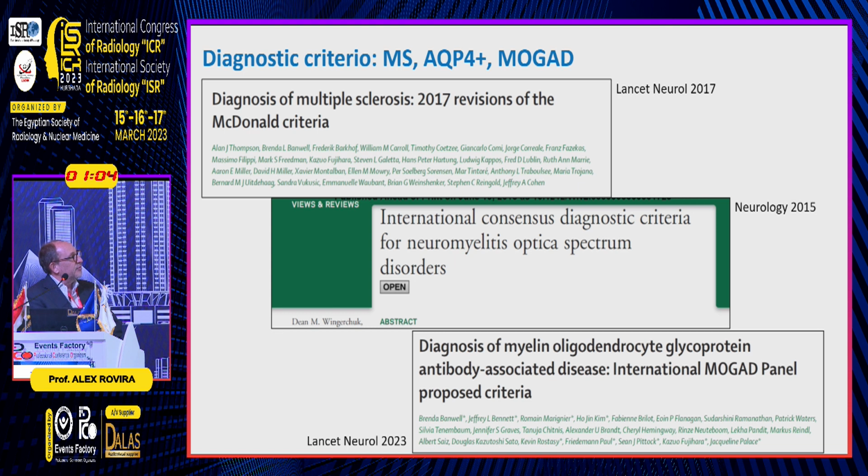For MS, the last version was published in 2017. It's expected that in the next year we will have a new version of these criteria that will probably introduce some significant changes. We also have the criteria for NMOSD published in 2015. These criteria are completely old-fashioned. I think it's clear that we need a new version, and I'm aware that people are working on that.